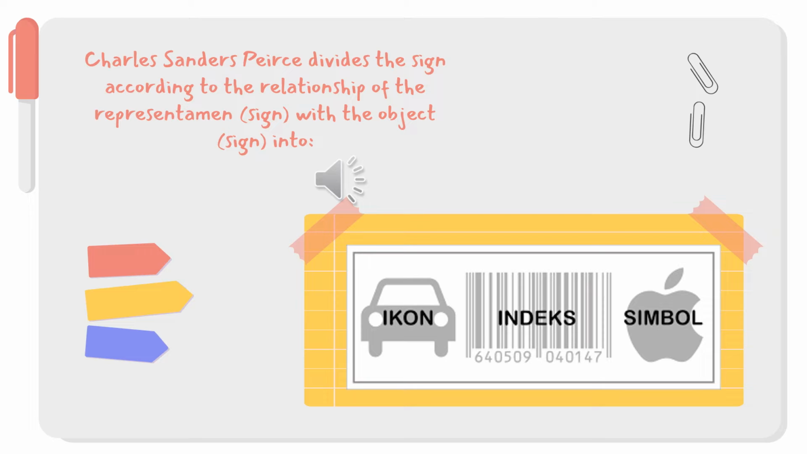Charles Sanders Peirce divides the sign according to the relationship of the representamen or sign with the object into the icon, a sign which is similar to what it signifies, the index, which is affected by what it represents, and the symbol, a sign that is connected to what it signifies by a law or convention.